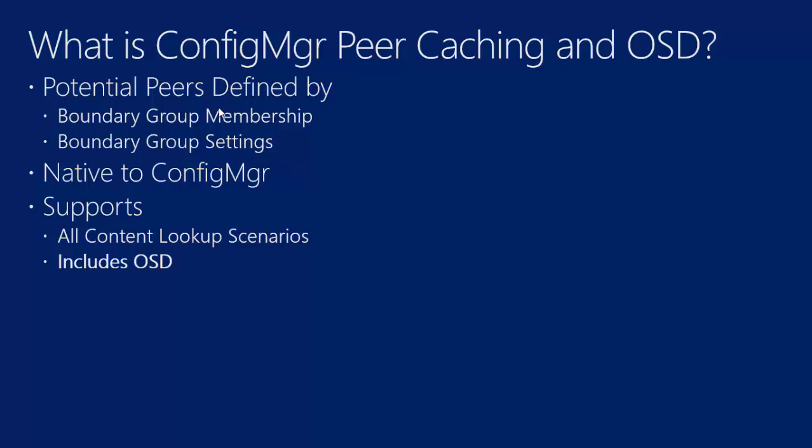So peer caching is a capability native to Config Manager, meaning you can take advantage of it in any supported configuration that Config Manager exists in. You just have to turn it on. And in Config Manager specifically, peer caching supports all content lookup scenarios, which includes OSD, which is what we'll be talking about in this session.